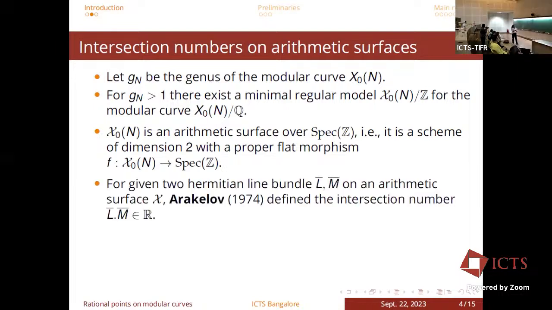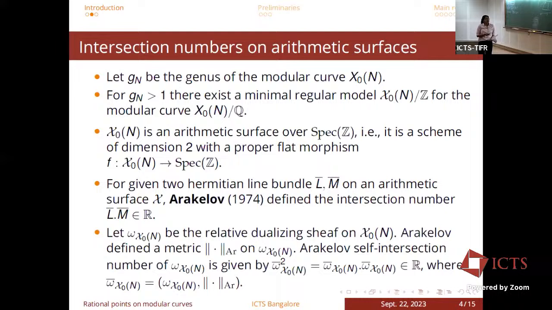Now for any two Hermitian line bundles L bar and M bar on any arithmetic surface chi, Arakelov has defined an intersection number L bar dot M bar, which is a real number. Let omega chi naught n be the relative dualizing sheaf on chi naught n. Arakelov defined a metric on this dualizing sheaf, and the Arakelov self-intersection number is given by omega bar square on chi naught n, where omega bar is the dualizing sheaf with this Arakelov metric. So we are interested in this quantity for the modular curve X naught n.